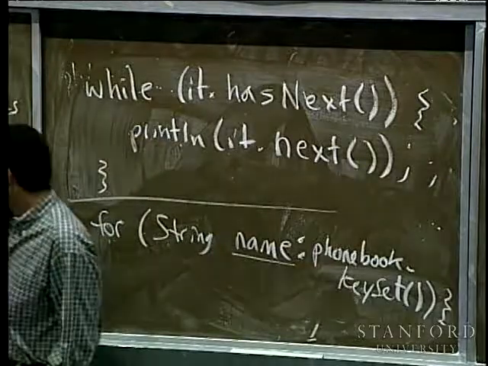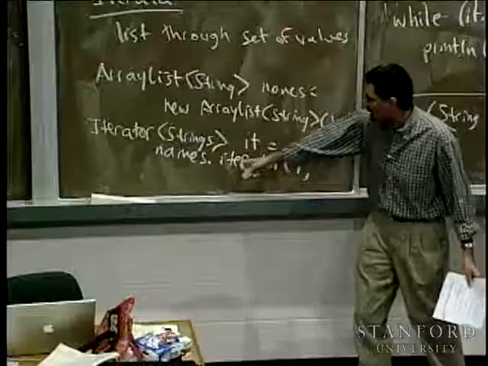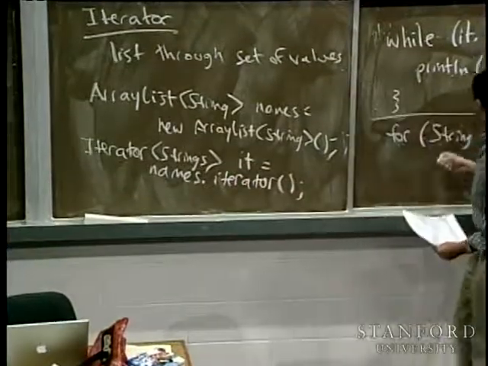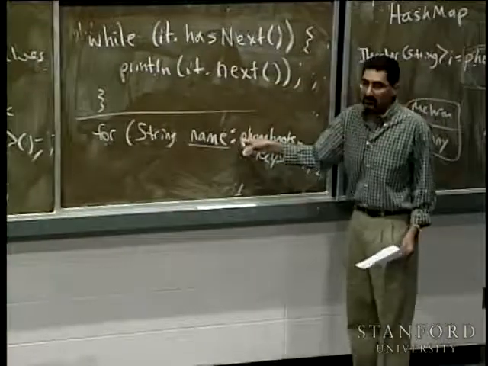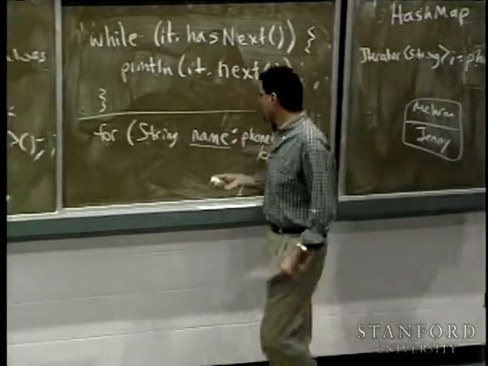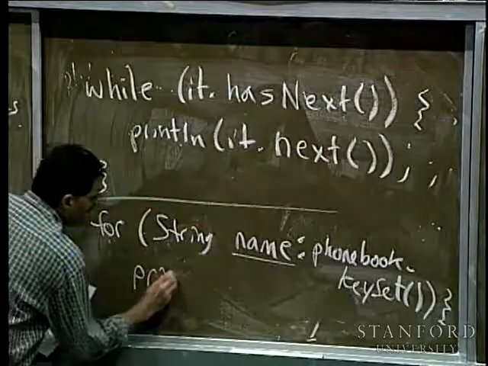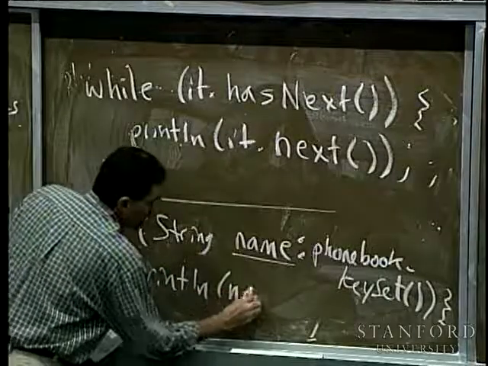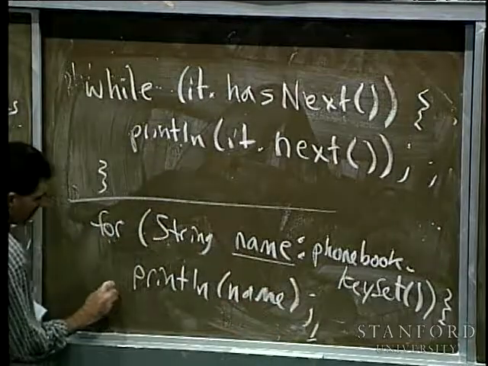It could actually be an array list, because over here we were asking the array list directly for an iterator. So we could say, hey, for every string name, colon names. And that means give me the name one at a time out of names. And inside here we could do something like println name. So name is just a variable.